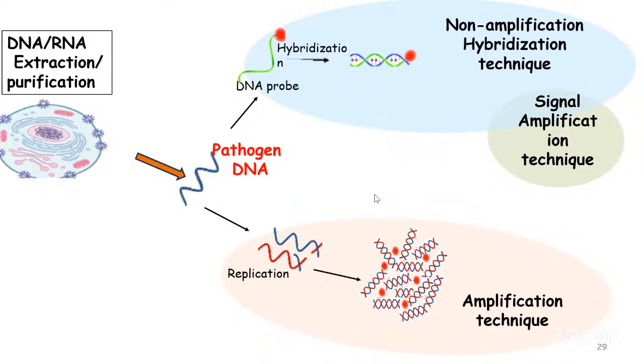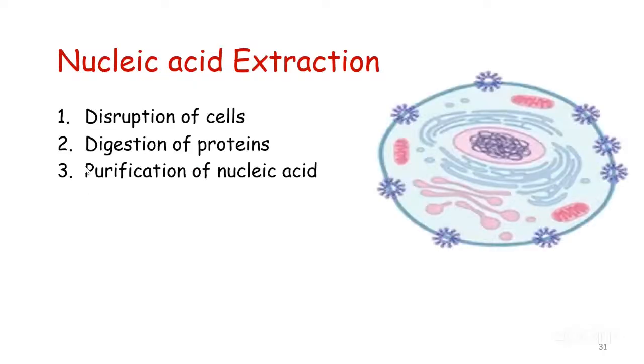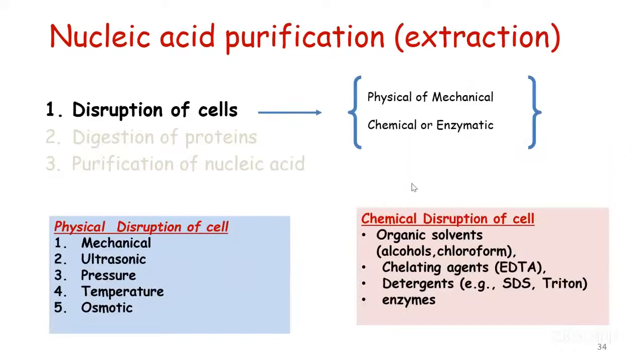So let's begin with the DNA extraction. Nucleic acid extraction. There are three key steps in the nucleic acid extraction. One is disruption of the cell, then digestion of the protein, and purification of the nucleic acid. Cell disruption can be achieved by physical disruption of the cell or chemical disruption of the cell. Physical disruption by mechanical methods, ultrasonic, pressure, temperature, osmotic, or chemical disruption of the cell by organic solvents, alcohol, chloroform, chelating agents, EDTA, detergents like SDS, Triton, or by enzymes.